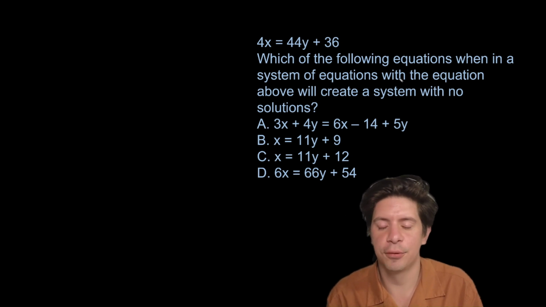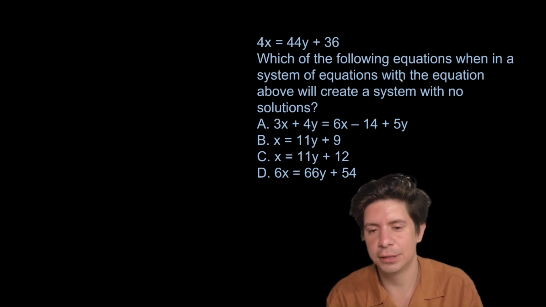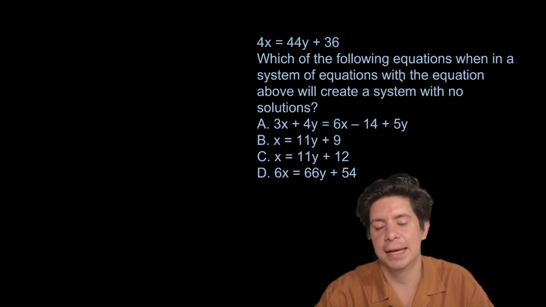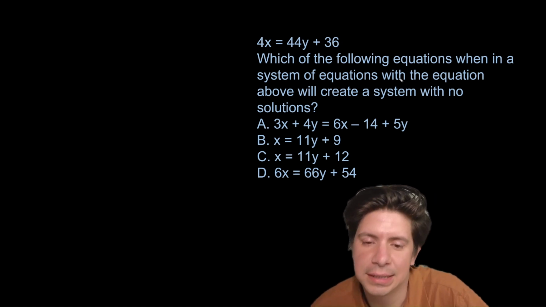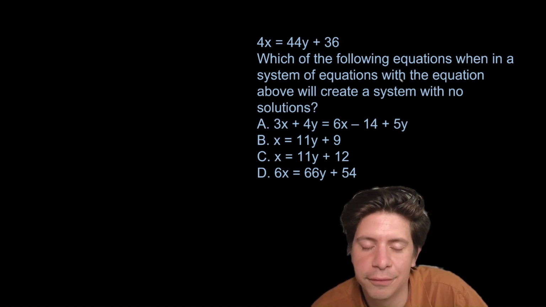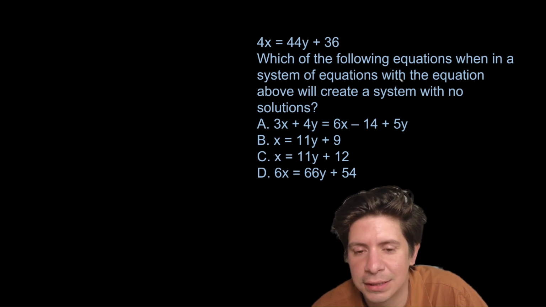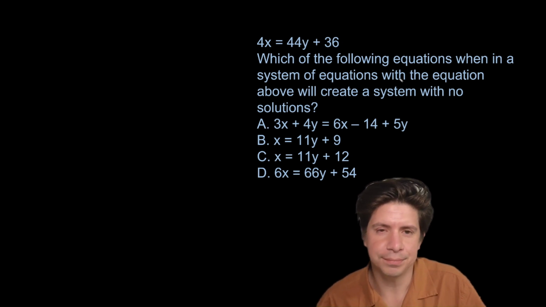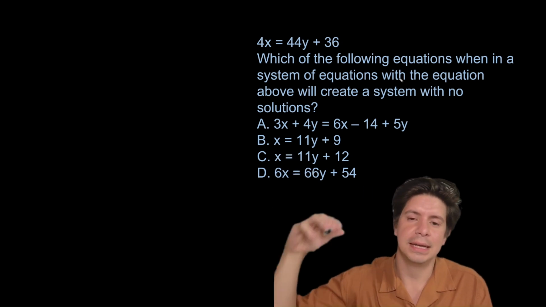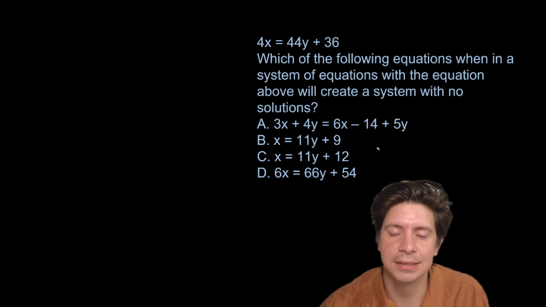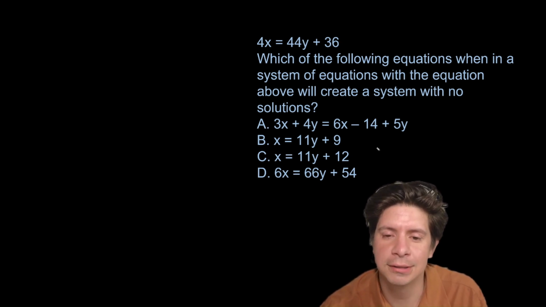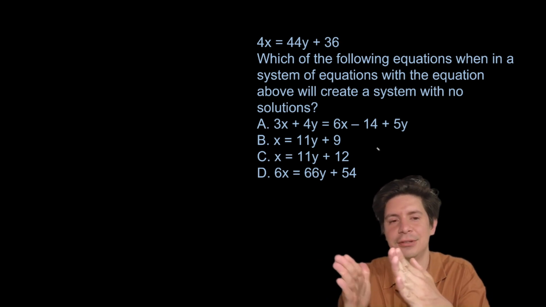We have A, 3x plus 4y equals 6x minus 14 plus 5y. B, x equals 11y plus 9. C, x equals 11y plus 12. D, 6x equals 66y plus 54. Now, what some people might do is plug these into the original equation and see which ones never cross. But there could be a very slight difference, and you have to check for a long time.